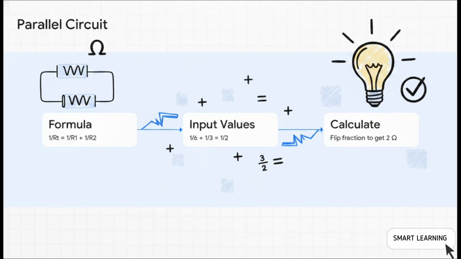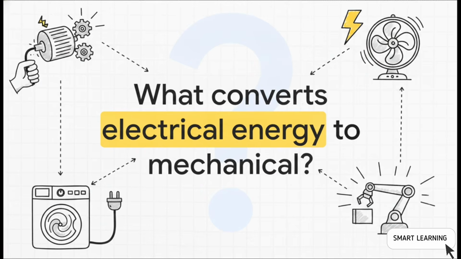It's just a perfectly satisfying mathematical puzzle, right? Let's keep this electrical momentum going. Question: which instrument converts electrical energy into mechanical energy? A. Generator, B. Transformer, C. Electric motor, or D. Rectifier.